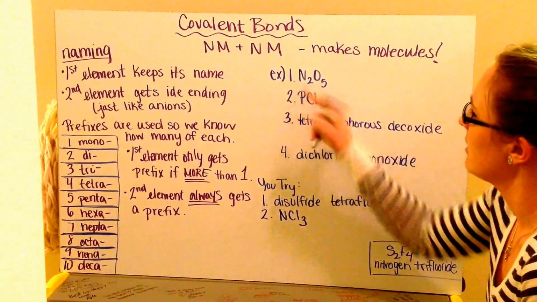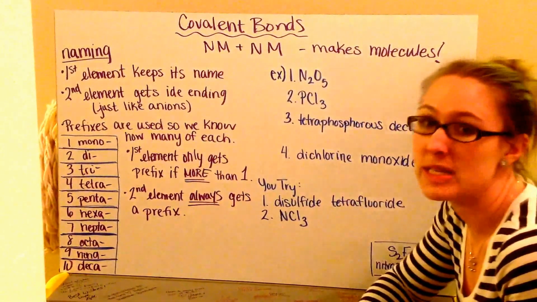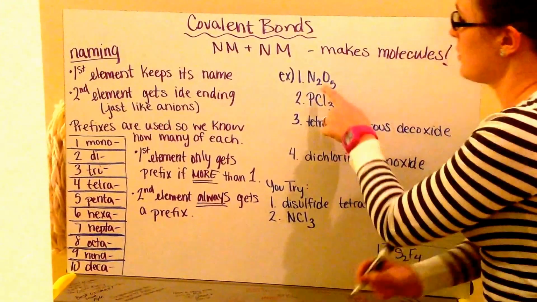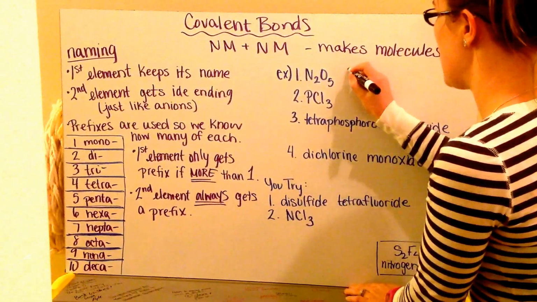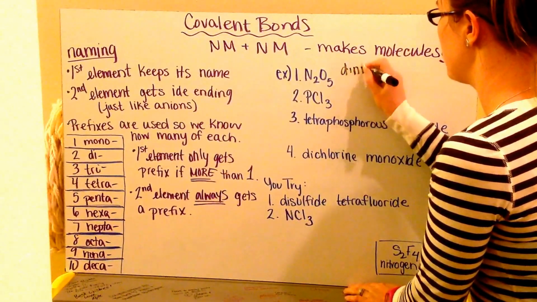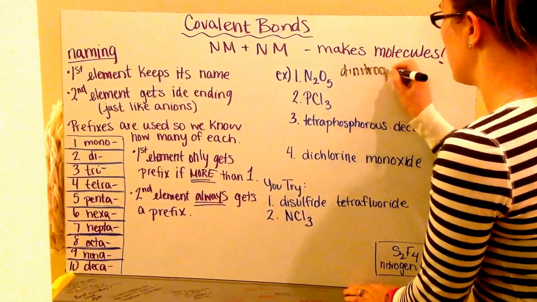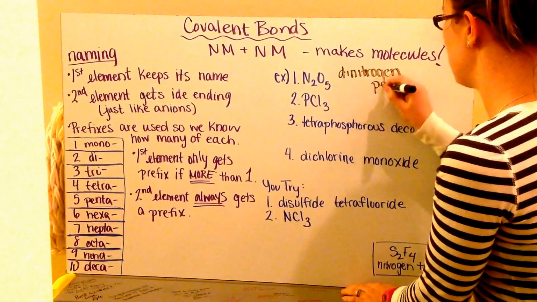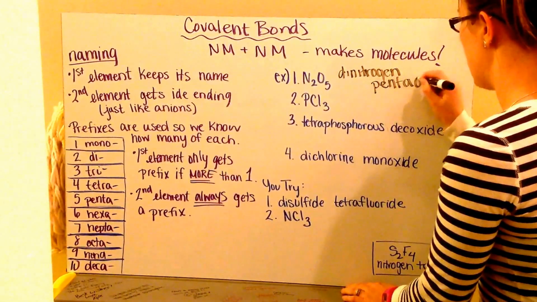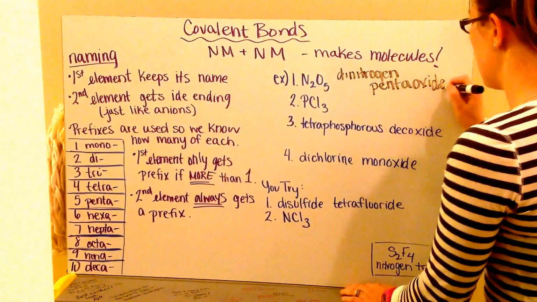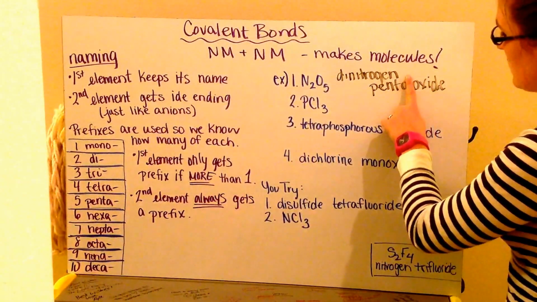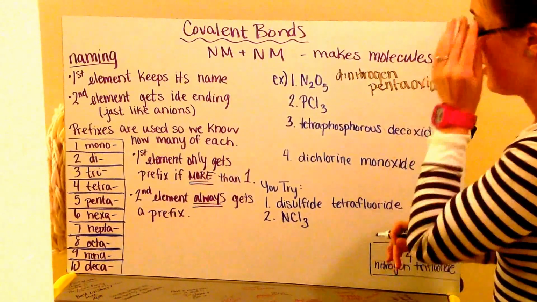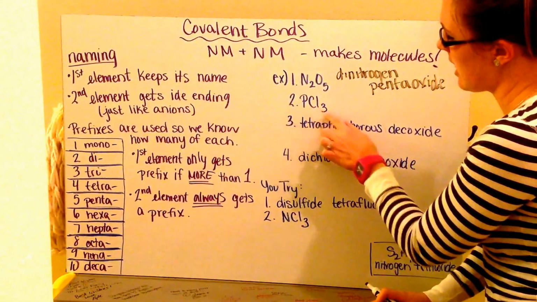I have a nonmetal, nitrogen, with another nonmetal, oxygen, so that tells me I have a covalent bond. Covalent bonds need prefixes. I have 2 nitrogen, so I'll write dinitrogen. And then I have 5 oxygen, so I write pentaoxide. Some people also write pentoxide, leaving out the A because of the two vowels there. That's fine as well.